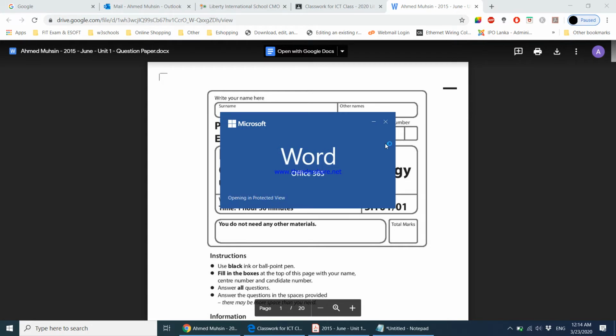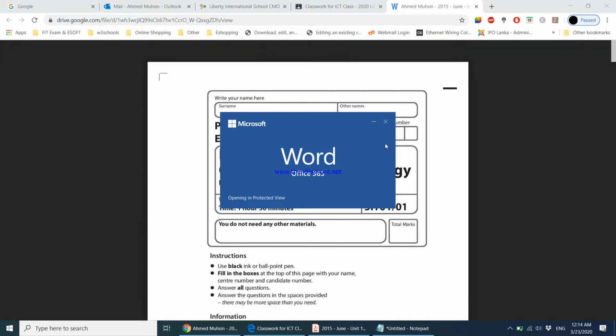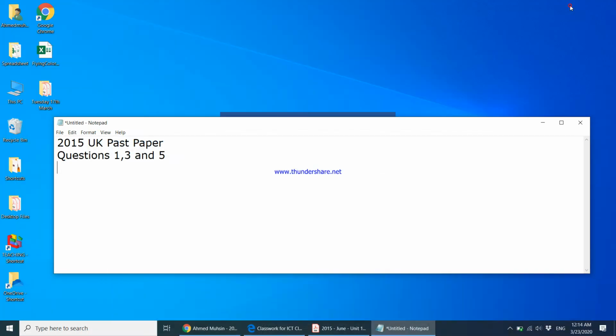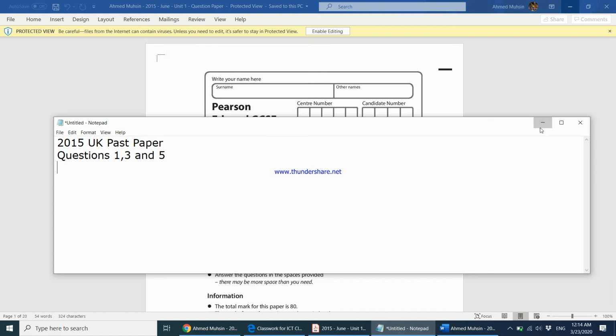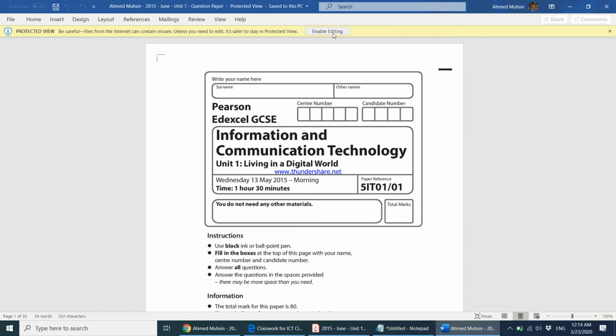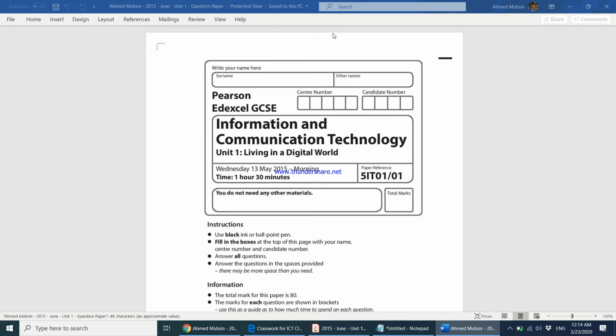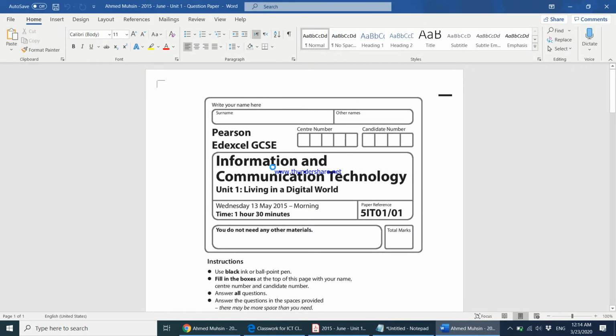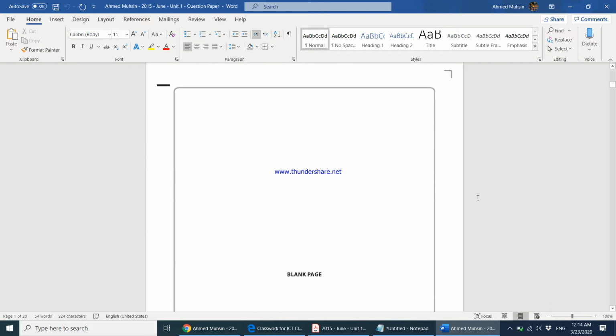So this is the 2015 UK paper, and okay, so the first thing we'll be doing is clicking enable editing, which allows us to edit the paper. And so this is the 2015 paper. Let's move on to the first question.